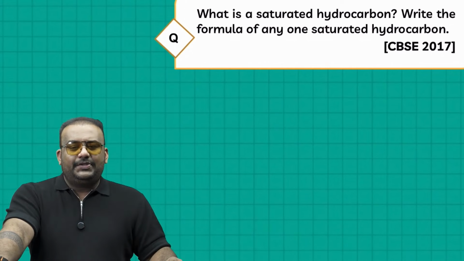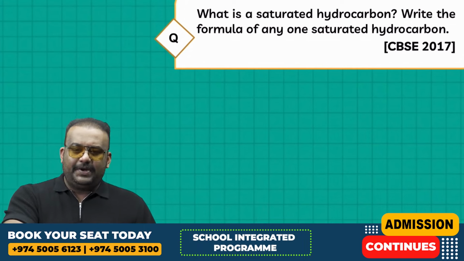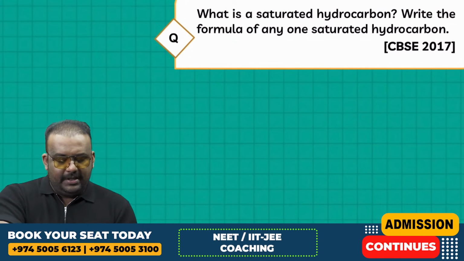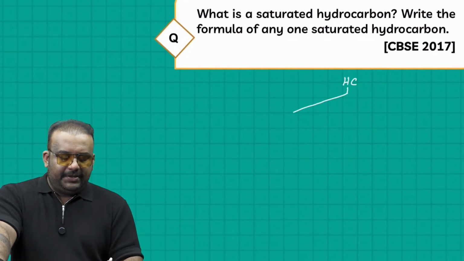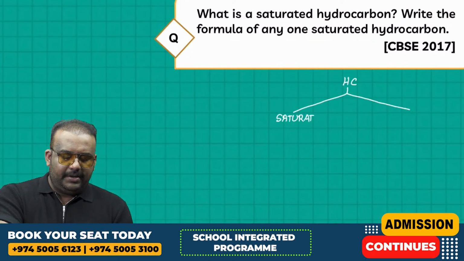What is a saturated hydrocarbon? And write the formula of any one saturated hydrocarbon. So you guys know that there are two types of hydrocarbons, right? Based on the nature of the carbon-carbon bond. So one we have is saturated.